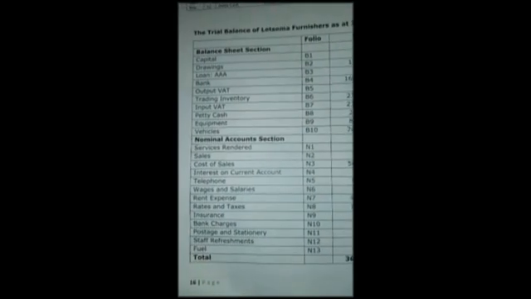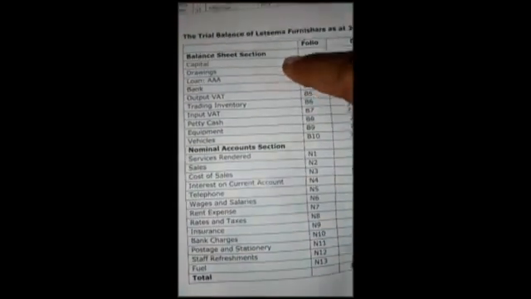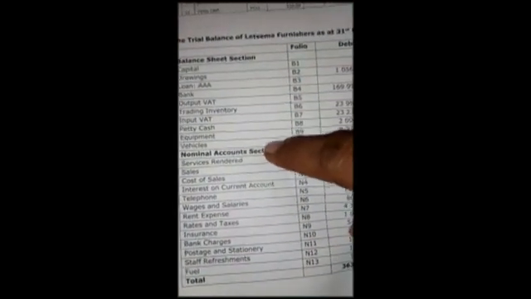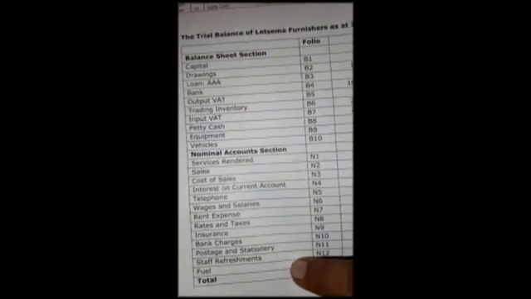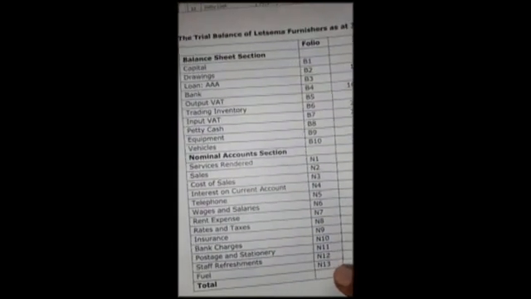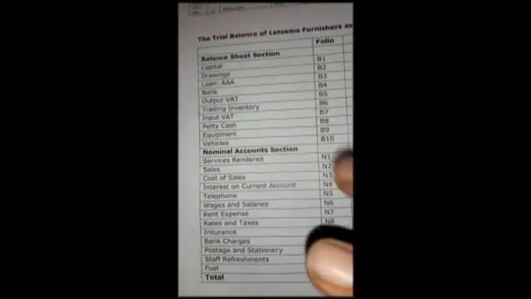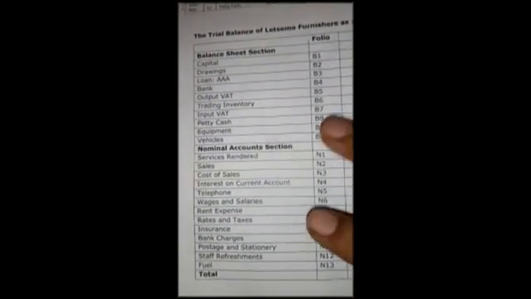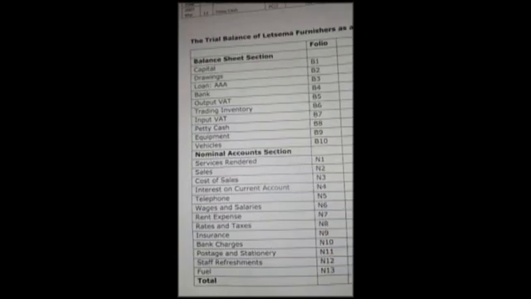So that 363. So eventually you will have to draw up a trial balance, and there you can see these are all the balance sheet account section, there's all the nominal account sections, and here's all the folios or the references for those various accounts. This is where we're going to get to eventually. That's why these numbers are important.